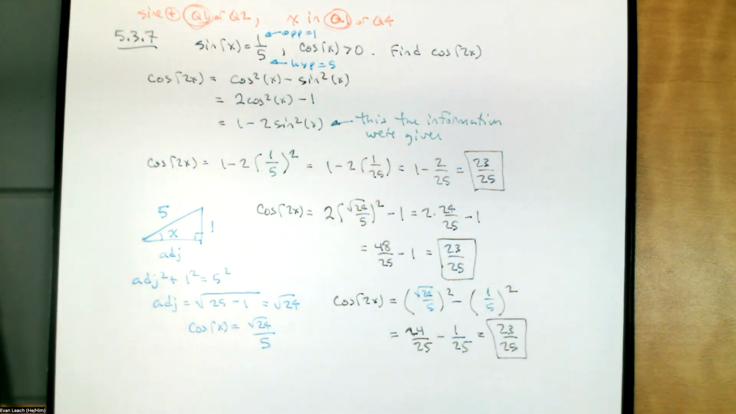So in all three cases, we end up with 23 over 25, which is good. If one of these was different, then something is going to be wrong. If your answers don't match, then something is wrong. Since there's three of them, if you did all three and only one of them didn't match, then probably that's the one that's wrong. Although it's possible that you did one right and the other two wrong, the exact same. It's just less likely.